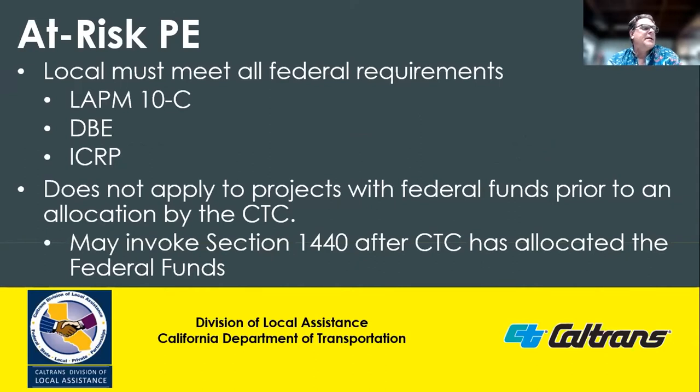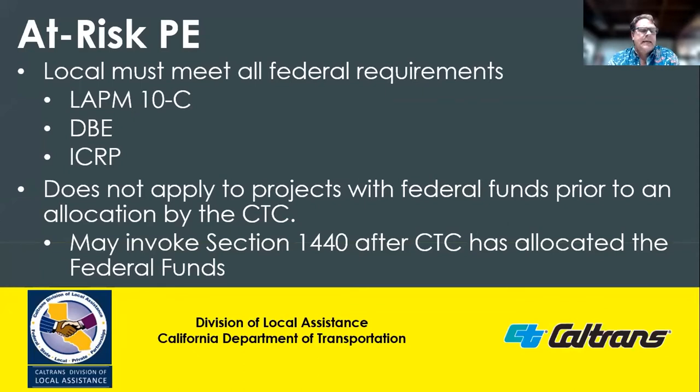Other than an agency receiving an authorization for PE, all federal requirements must be met. The local agency must follow federal procedures in the consultant selection and procurement process. They must submit a LAPM 9A, Disadvantaged Business Enterprise Implementation Agreement, when consultants are used. And to be eligible for indirect costs, the agency must receive an approval letter of the indirect cost rate proposal prior to billing for indirect costs.